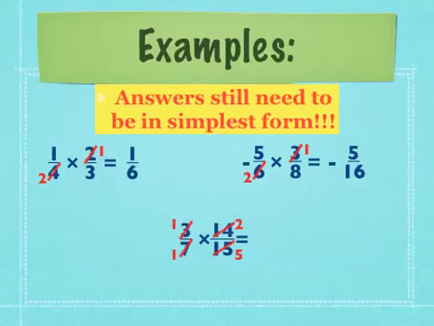So 1 times 2 is 2, and 1 times 5 is 5. So our answer is 2/5. Now, you don't have to cross-cancel to multiply fractions.